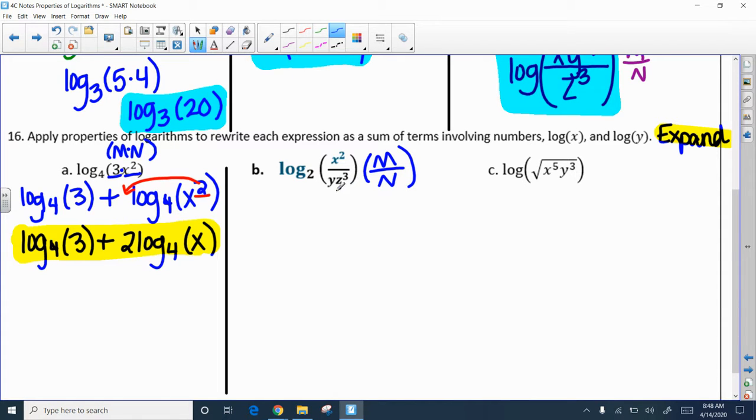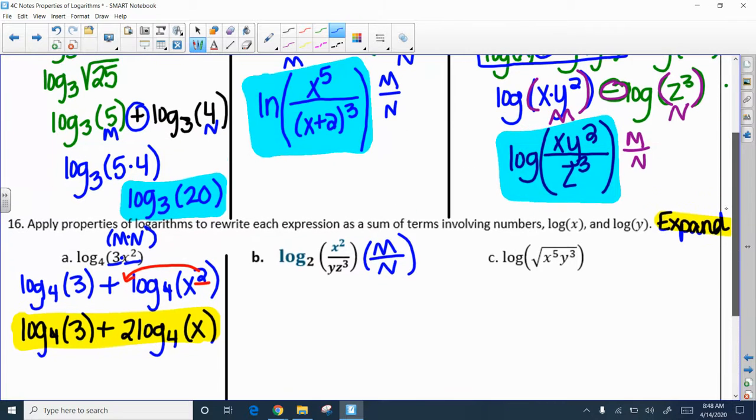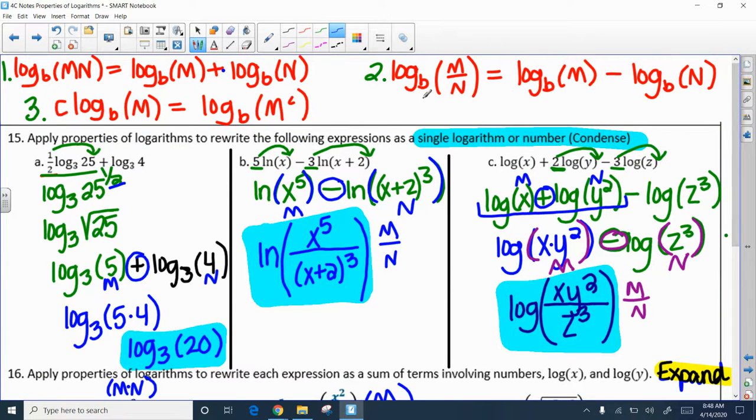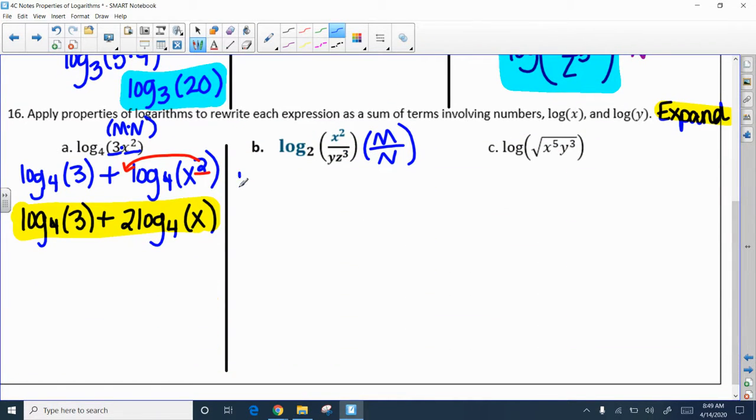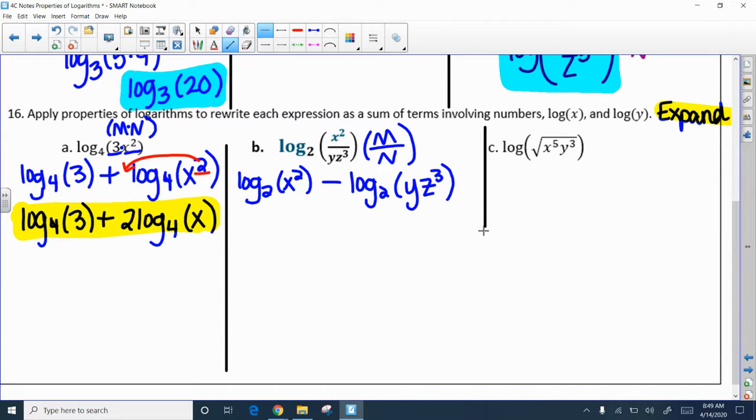So when I rewrite it, I'm going to use the second property that I have listed up here. I'm going to scroll back up, which is if we have log base b of m divided by n, I can rewrite it as log base b of m minus log base b of n. So I'm going to rewrite it with a minus in between. So I would write this as log base 2 of x squared minus log base 2 of yz cubed. Okay. So that's using the second property, but I am not done expanding that yet.